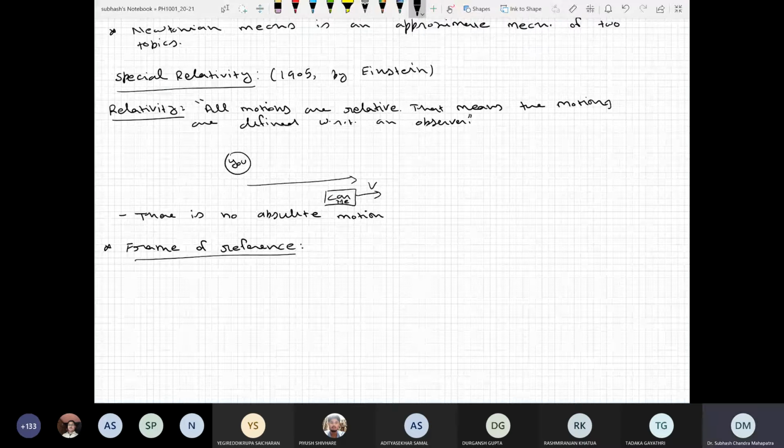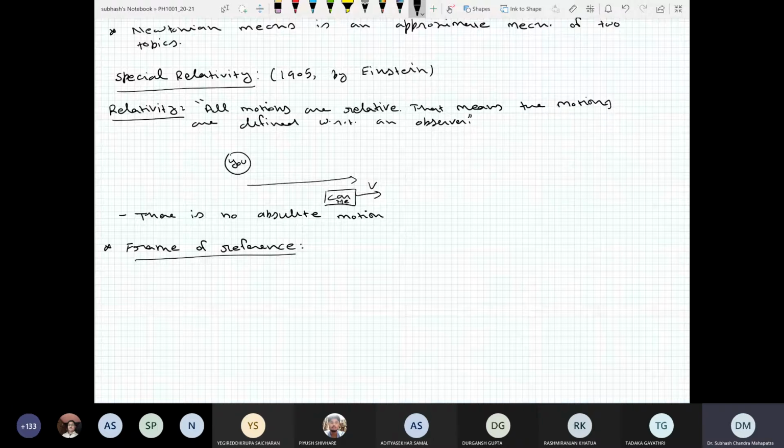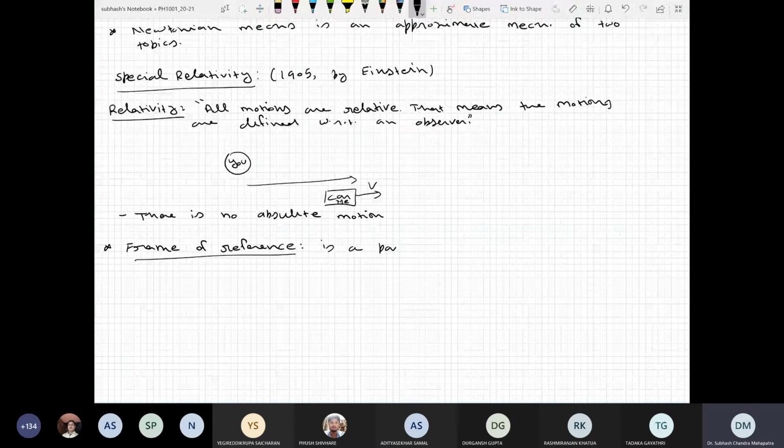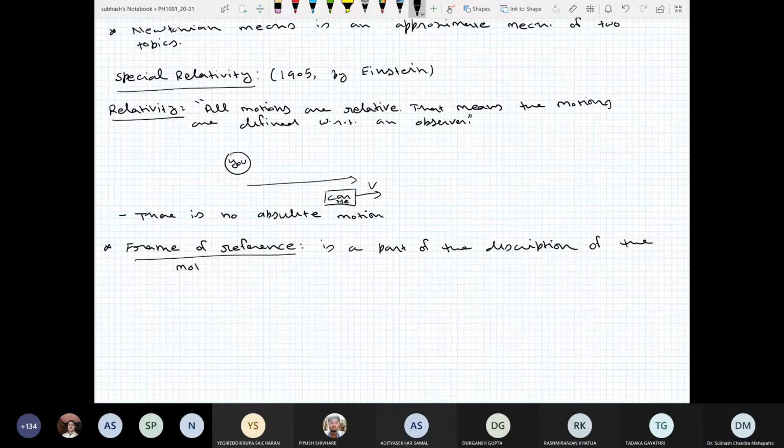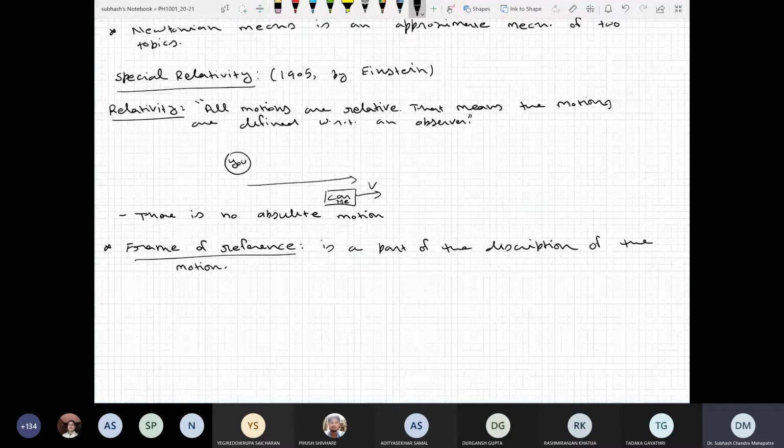Okay, so what is frame of reference? A frame of reference is a part of the description of the motion. A motion is defined with respect to some frame. You are one frame, I am another frame.